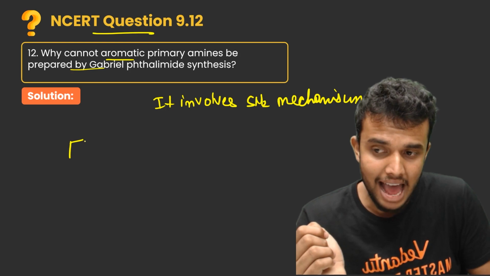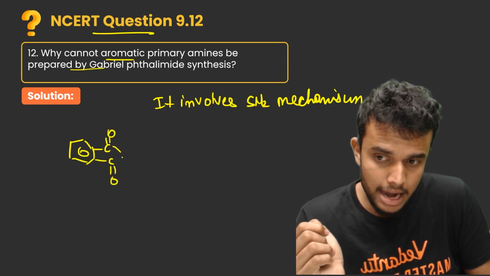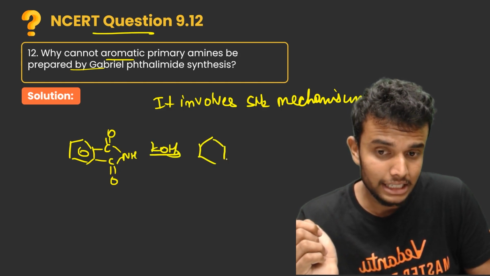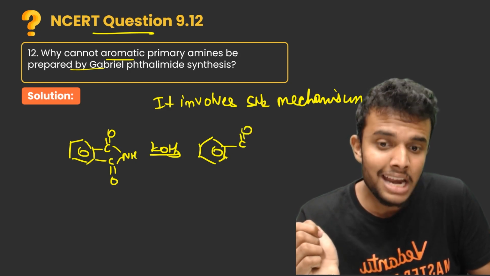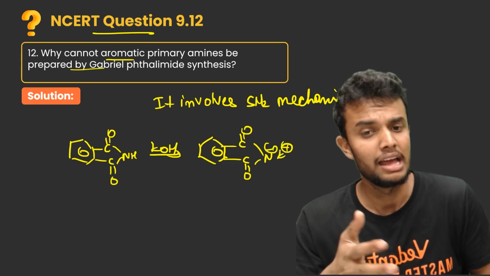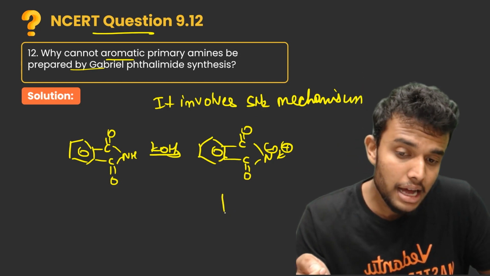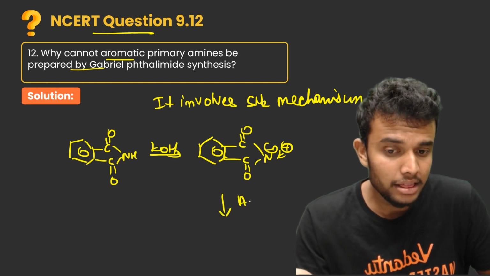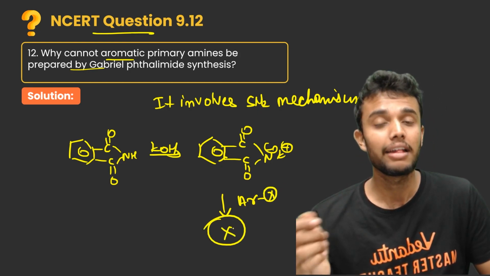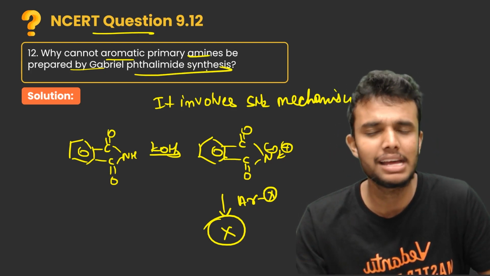Gabriel phthalimide synthesis is nothing but a phthalimide compound. This is the structure of phthalimide, right? C double bond O and NH. It reacts with KOH to yield the potassium salt, potassium phthalimide, N minus K plus. Then this compound reacts with an alkyl halide by the SN2 mechanism. That's why if it is reacted with an aryl halide, it gives no reaction. That's why we cannot prepare aromatic primary amines by Gabriel phthalimide synthesis.